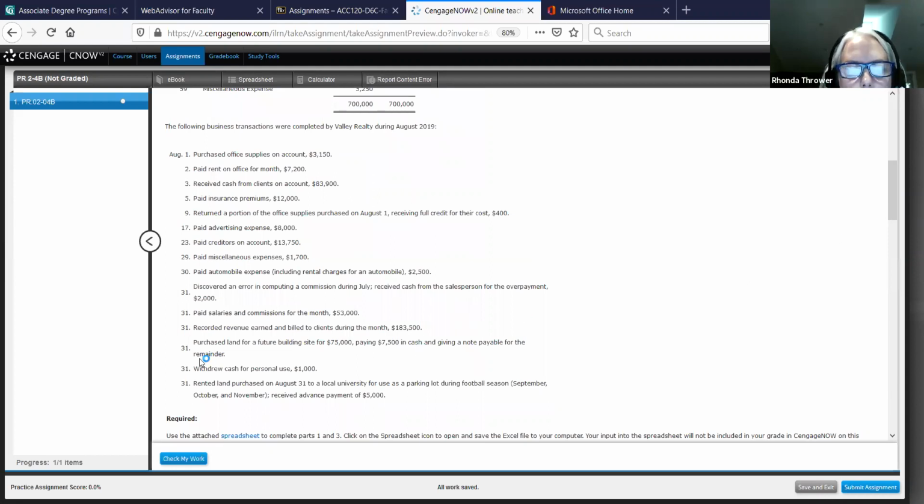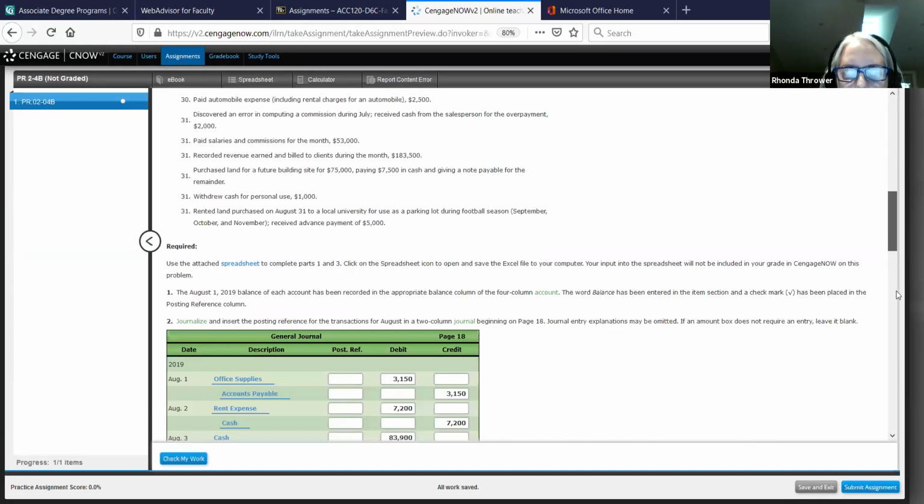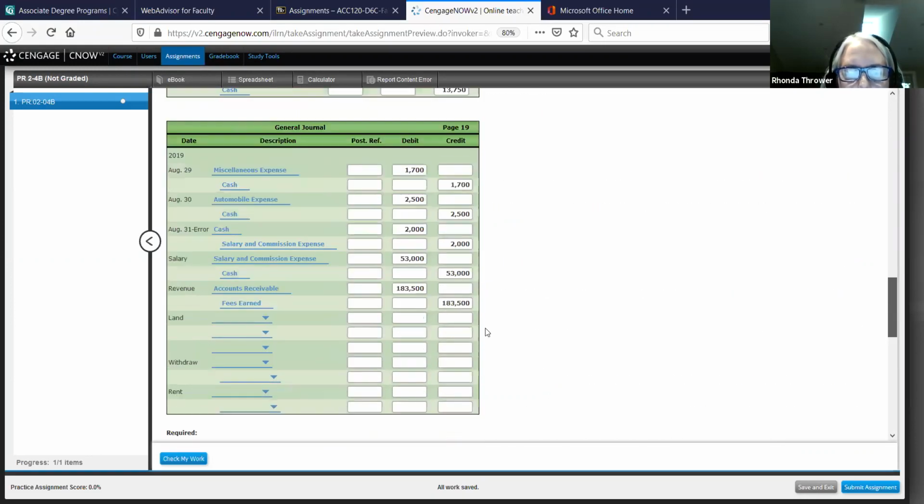On the next transaction, which is the fourth 31st, we purchased land for a future building site at $75,000. We paid a down payment of $7,500 toward that building site, and then we gave a note payable for the remainder. So we bought land. This is an example of a compound transaction. It's going to have three parts to it.